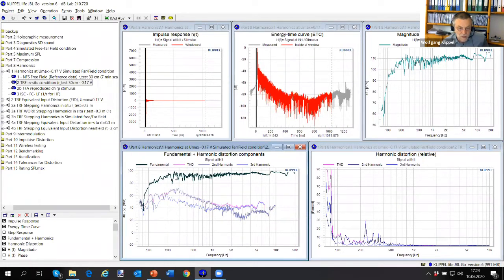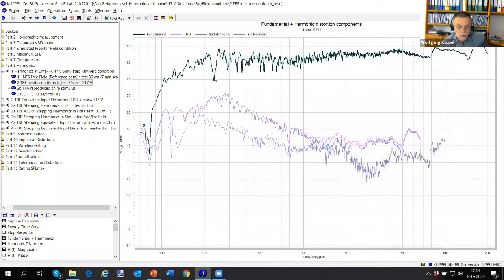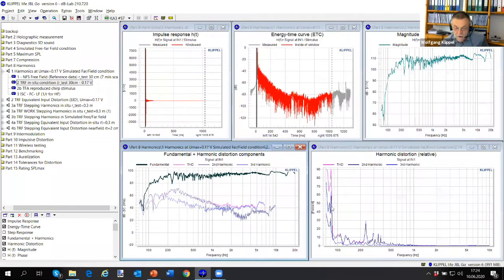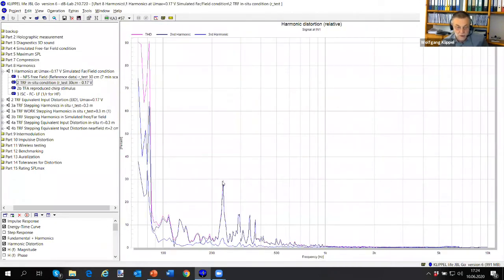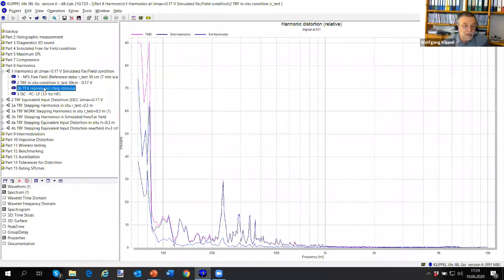And now you see that the dip here in the fundamental, here at 200 Hertz, generates, of course, a very high peak here in the relative distortion metric. So that means we are getting a quite sophisticated response, but we know it's not the speaker, it's the room. So that's why we are generating again our room correction curve.